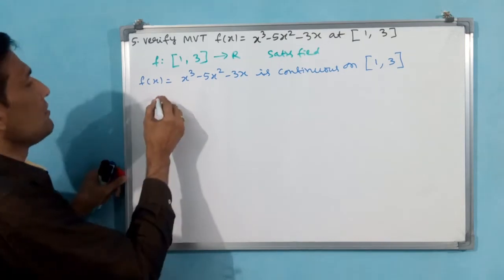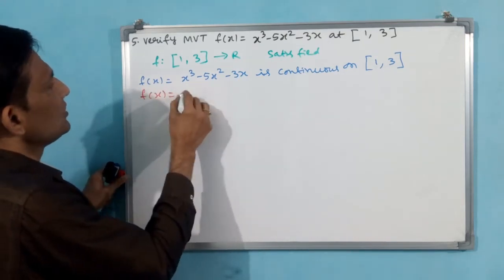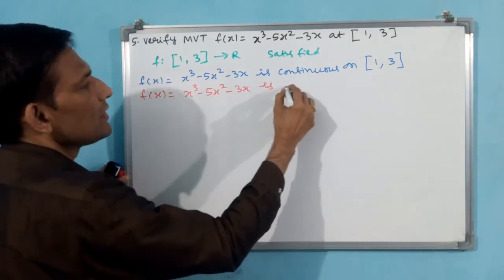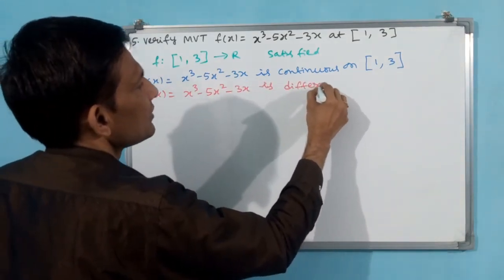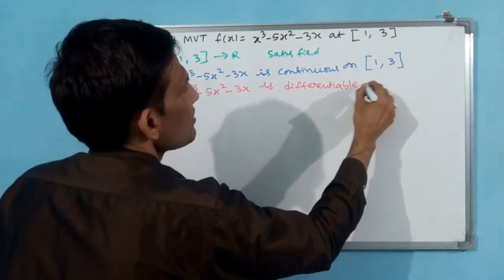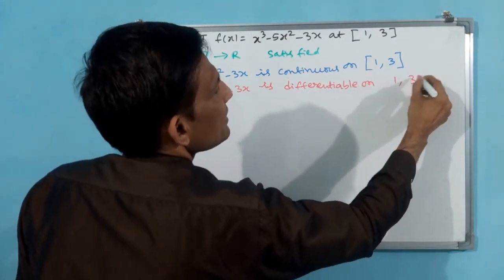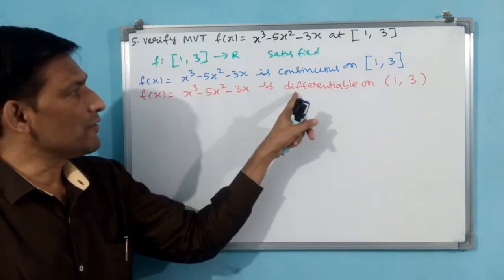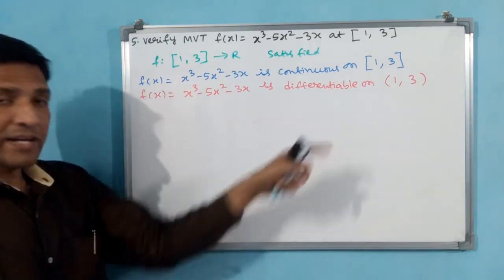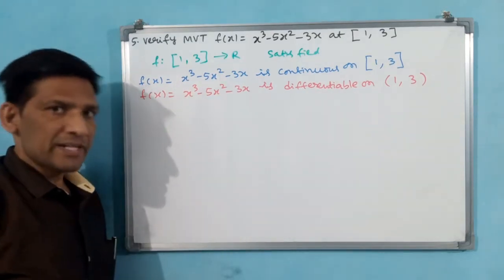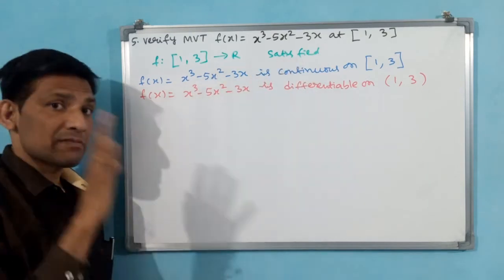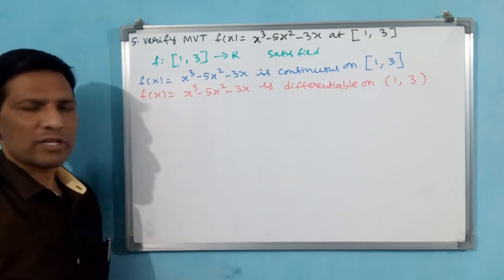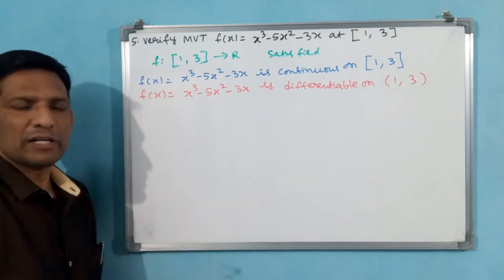Next, go for differentiable. f(x) = x³ − 5x² − 3x is differentiable on (1, 3), but now the open interval. Continuous, closed interval; differentiable, open interval. Is it really differentiable? Definitely differentiable. First point, this is continuous. Not differentiable would mean something like a modulus function, but this is not a modulus function, it is an ordinary polynomial function.